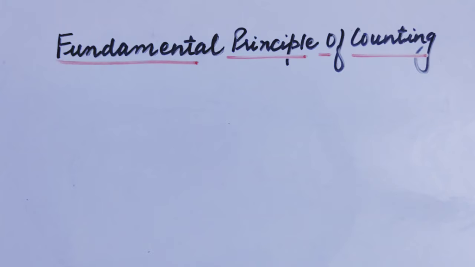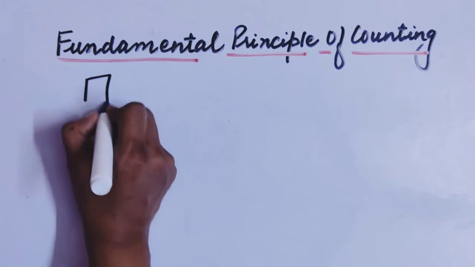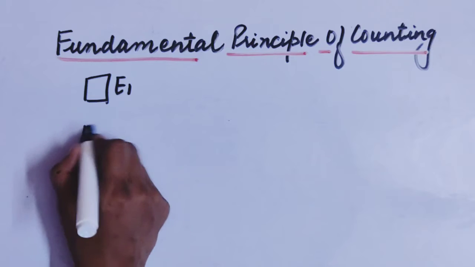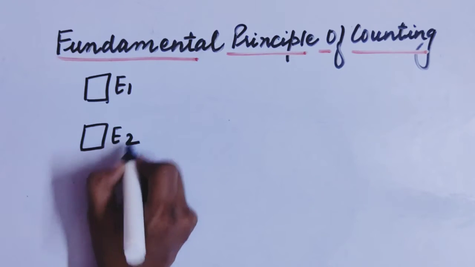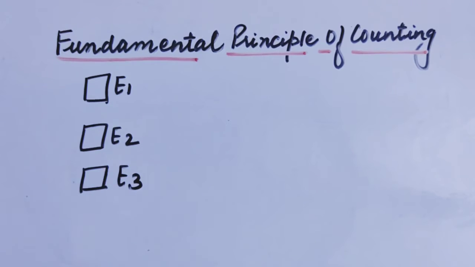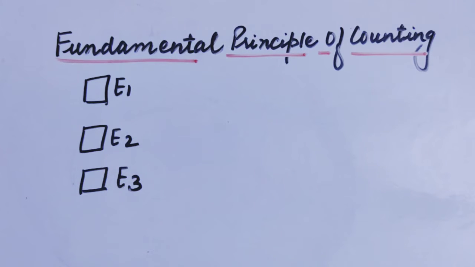there are three entrance gates. Suppose the first gate is E1. This is the first gate. The second gate is E2 and the third gate is E3. These are the three entry gates to enter the cinema hall. And suppose there are two exits, O1 and O2.